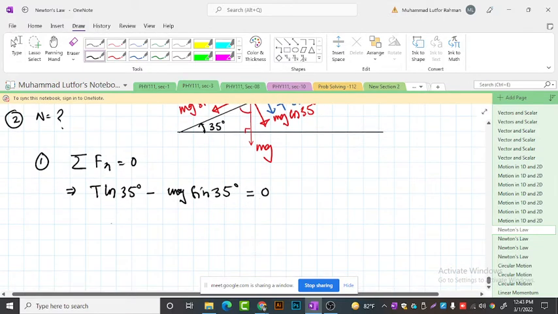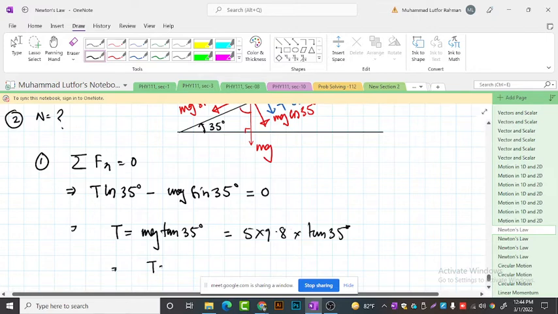Then I can find T directly, because in that case T would be mg sine 35 divided by cos 35, which gives me tan 35. I know the mass is 5, so 5 into 9.8 into tan 35. If you plug in that value, you will find the tension would be 34 point something. T would be 34.3 Newton. So this is the tension in the string, the answer to question number 1.